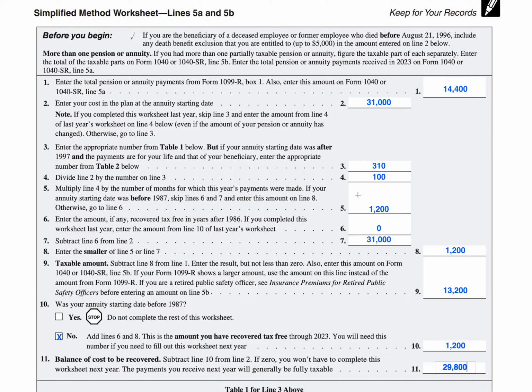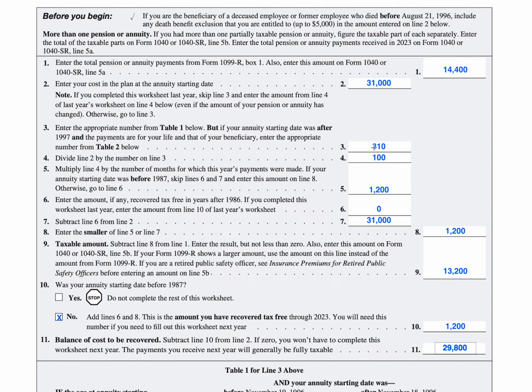In line 1, we're going to enter the total pension or annuity payments from the Form 1099-R. As mentioned, this was reported to be $1,200 a month or $14,400 for the entire year. In line 2, we'll enter the cost in the plan at the annuity start date. As we mentioned, that was $31,000. We're going to enter the appropriate number from Table 2. If this were just a single annuitant, then we would be going to Table 1.